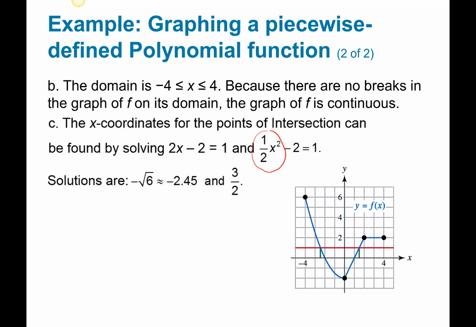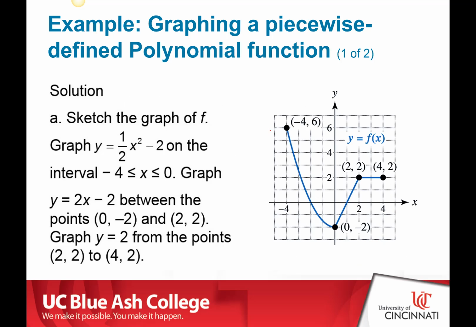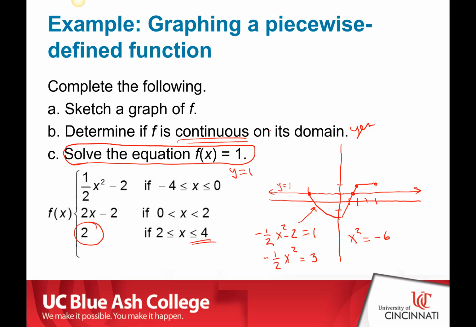I may have messed something up here because they've got a positive 1/2. Oh, do you see what I did? See where it's a negative 1/2 x squared? Is it supposed to be a negative 1/2 x squared? No, it's supposed to just be positive 1/2 x squared, so we'll get rid of that, which means x is going to be equal to the square root of 6.